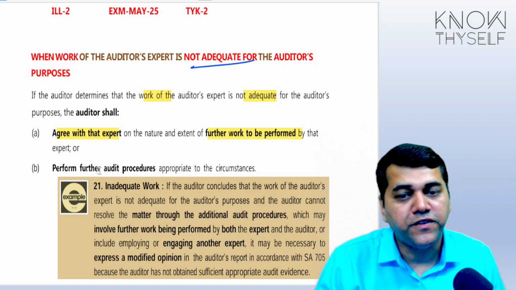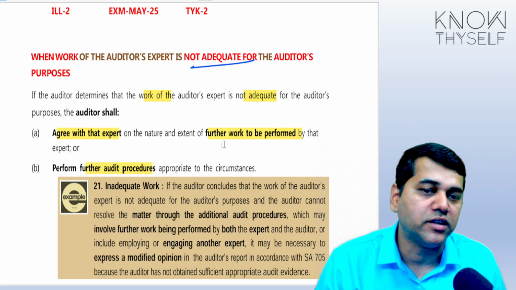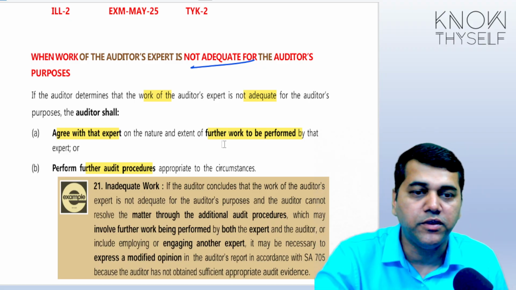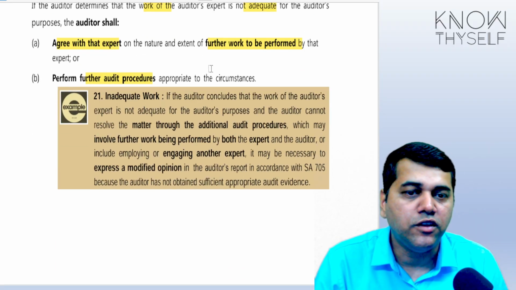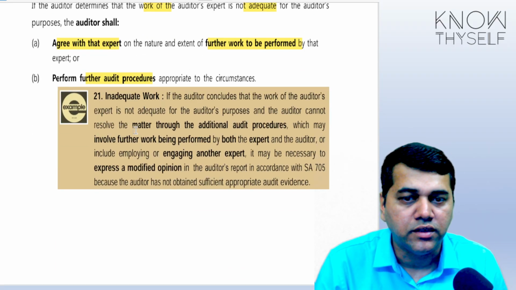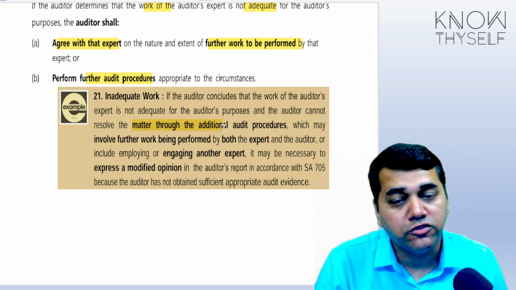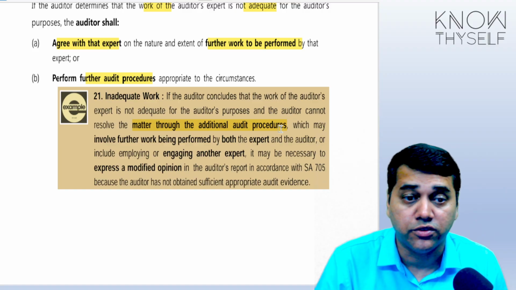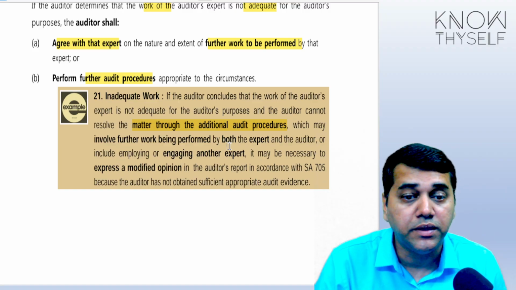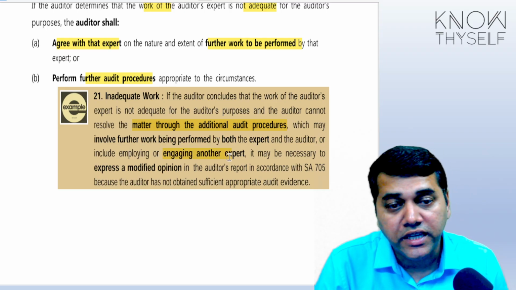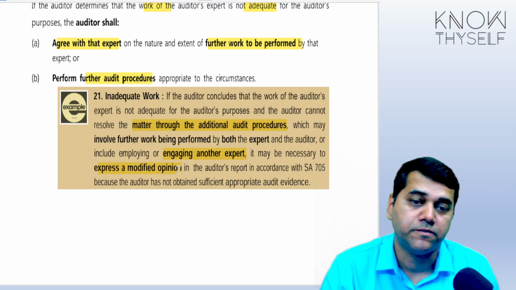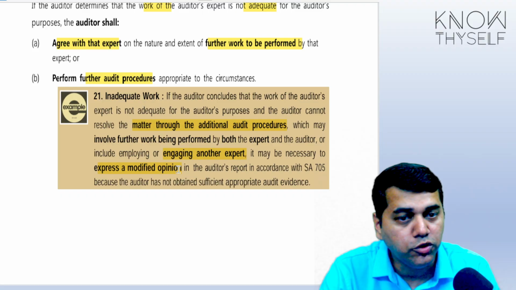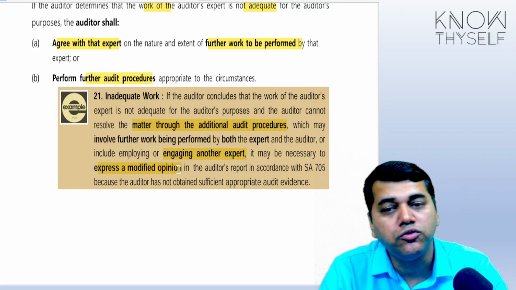and perform further audit procedures appropriate to the circumstance. That means once they have performed the further work, again you reevaluate and check adequacy. If the auditor concludes that the work is not adequate, so he cannot resolve the matter through additional audit procedures, which involves the further work being performed both by the expert and auditor, or employing or engaging another expert, it may be necessary to express the modified opinion. Okay, so if he is not able to address it, he has to address through modified opinion.